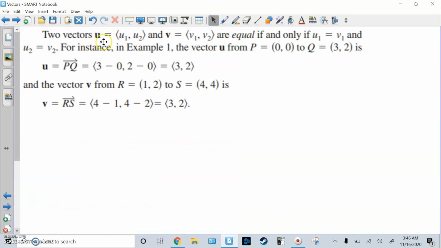Alright, two vectors u and v are equal if u1 equals v1 and u2 equals v2. So from example 1, we had this. If we do 3 minus 0, that's 3. 2 minus 0 is 2. And then for v, 4 minus 1 was 3, 4 minus 2 is 2. Again, they're both the same: 3, 2 and 3, 2. X component 3, x component 3, y component 2, y component 2.